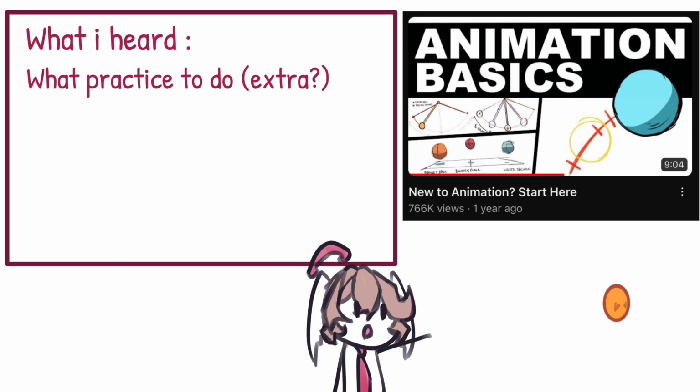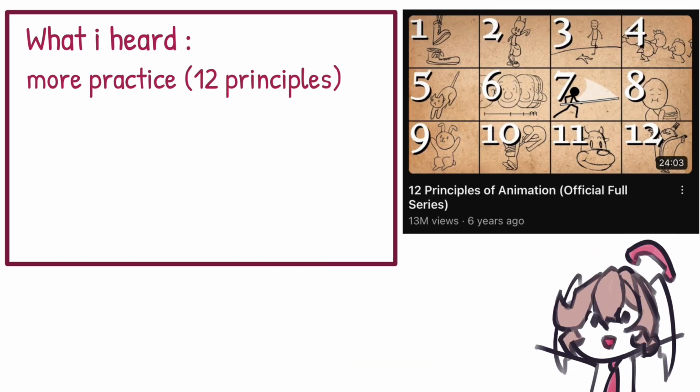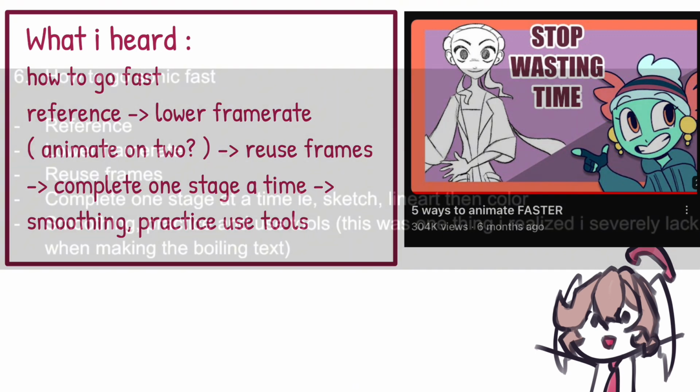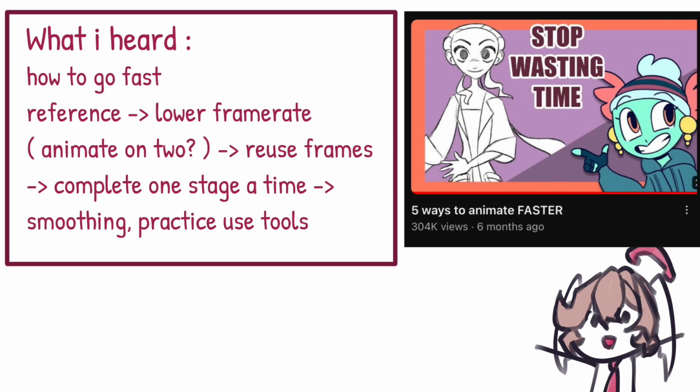And then, more practice, which is extra stuff. More practice, which is the 12 principles of animation. And then how to animate fast, or as I put it in the script, how to go sonic fast. Find references, lower the frame rate, reuse frames, complete one stage at a time, which is sketch, line art, and color and stuff. Smoothing, practice, and then use tools.